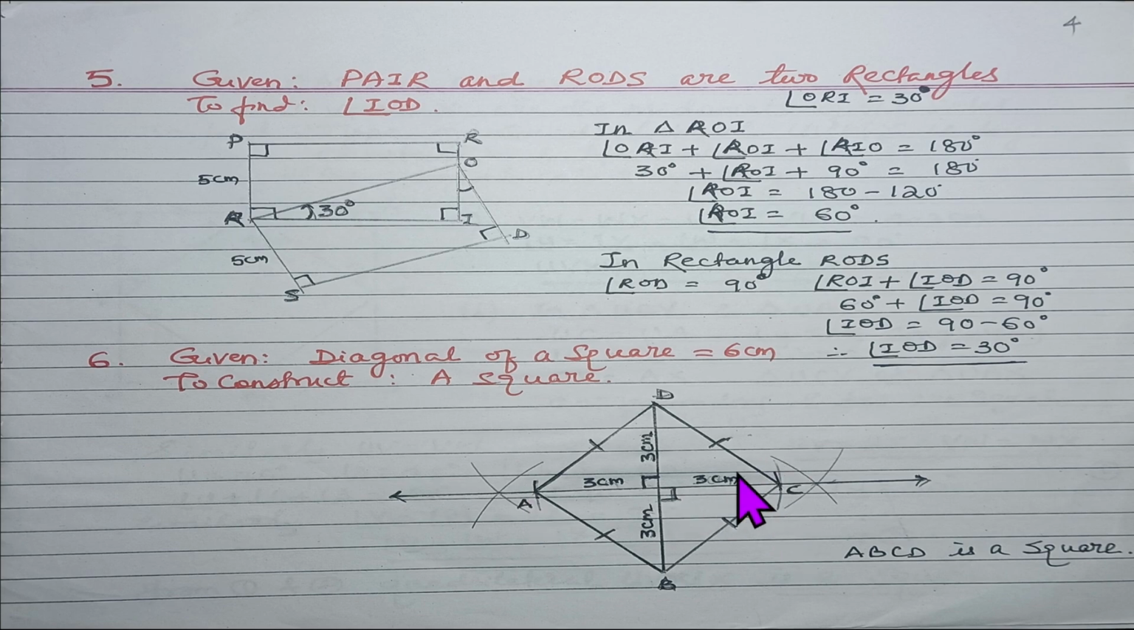Now we have located point A, point C, and we know the points B and D. Now join AD, AB, BC and CD. Then ABCD is 100% a square. The reason is all the four sides are equal, the diagonals bisect each other, the diagonals are equal, and the diagonals are perpendicular to each other. Therefore, ABCD is 100% a square. That is how we construct it.